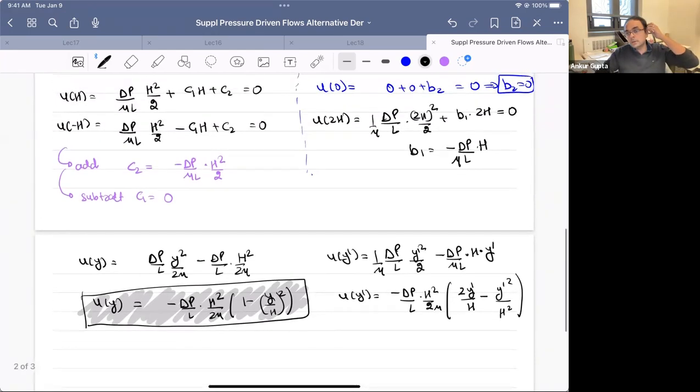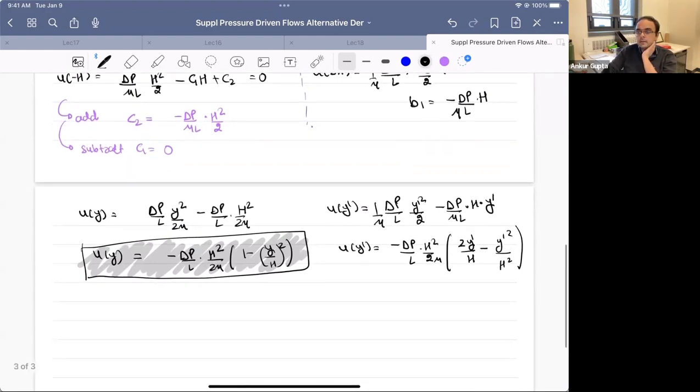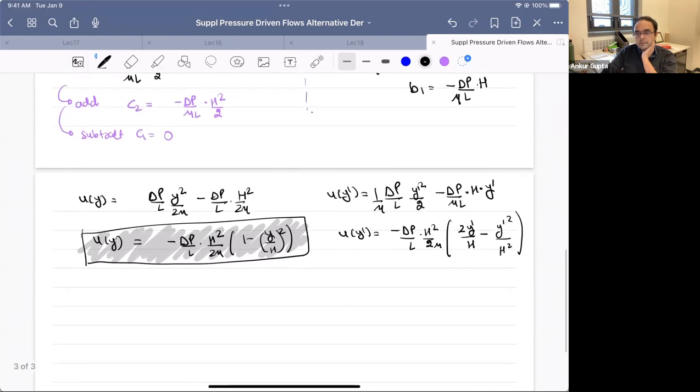b2 was 0. And b1 came out to be minus delta p by mu L h. And then I have taken this h square minus delta p by h square by 2 mu out. Why did I take that out? Because I want to compare it with this expression here. This is the part. And so then the part inside is 2y prime by h minus y prime square by h square.